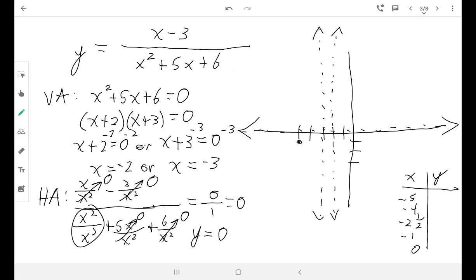If I plug in -4, we're talking -7. And then we're talking, what, 16 minus 20 is -4. -4 plus 6 is 2. So -7 over 2, which is -3.5. So -3.5 is somewhere like that. So this one would follow the asymptotes kind of like that.